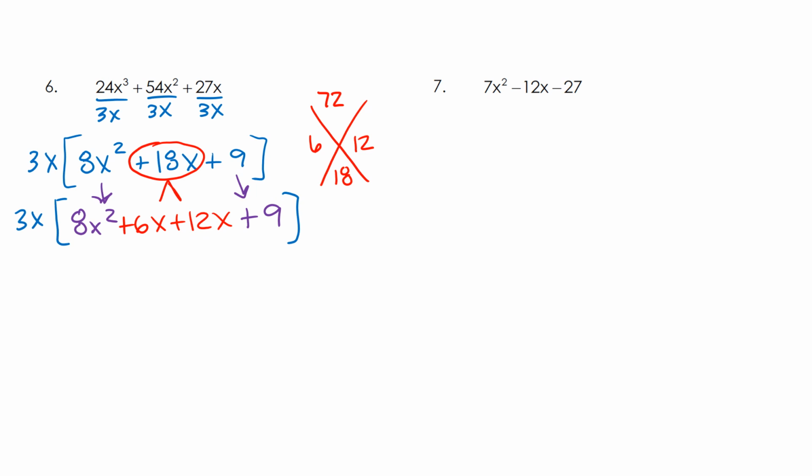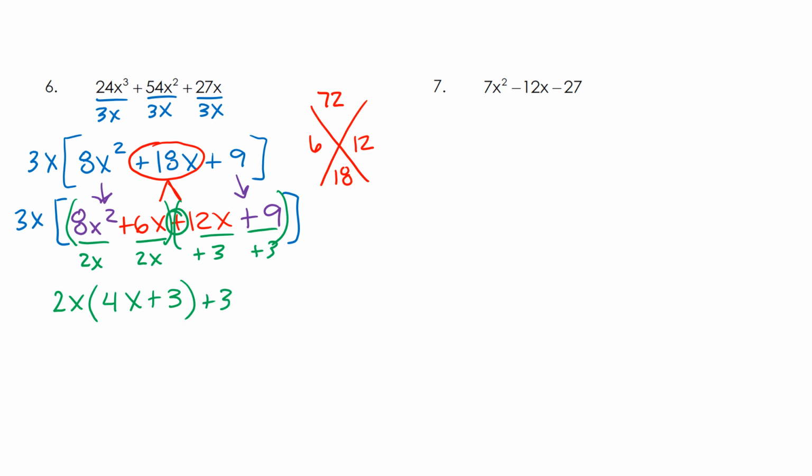Now, please understand, when we factor by grouping on this one, we are ignoring that 3x. It has nothing to do with the polynomial inside of the brackets. We are only factoring by grouping the polynomial inside of the brackets. So inside, I'm going to factor out a 2x from the first two. Left over, I have 4x plus 3, and then I'm going to factor out a positive 3 from the last two. So then that would leave me again with another 4x plus 3.